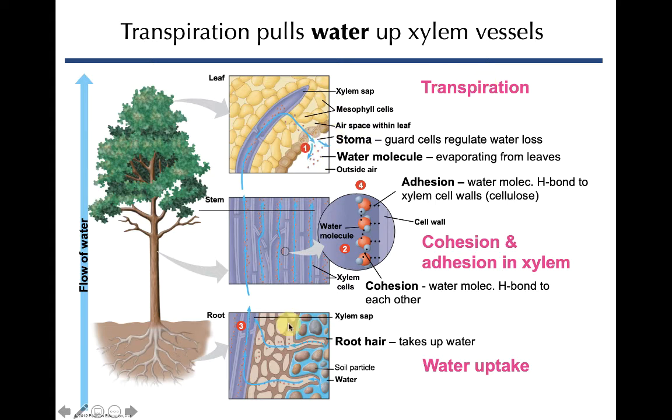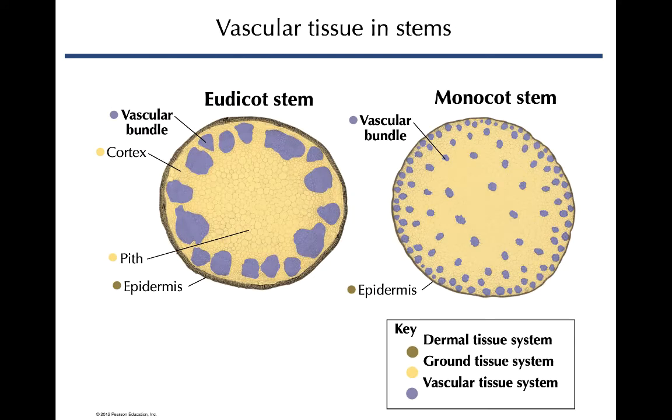It's all basically through hydrogen bonds. So cohesion between polar water molecules, and adhesion between polar water and the polar cellulose of the cell wall. And those hydrogen bonds, there's enough of them to really make those water molecules get pulled up the plant through the stem.